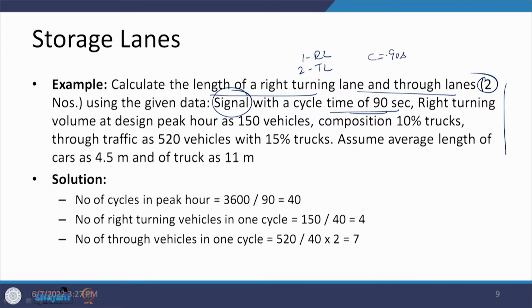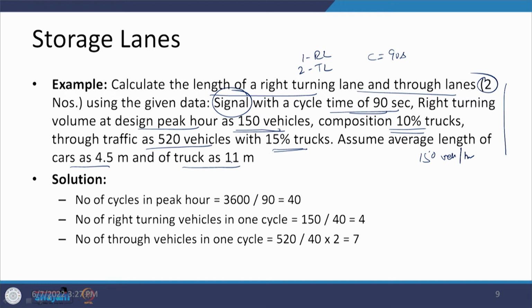Now, the traffic count has been done and it has been found that the right turning volume at the design peak hour is 150 vehicles per hour, and the composition is 10% trucks, and the through traffic was found to be 520 vehicles per hour with 15% trucks. Let us assume the average length of the cars is 4.5 meters and the truck is 11 meters. So, there are only 2 types of vehicles at this intersection, cars and trucks. The composition in terms of trucks has been given, therefore the rest are cars only.